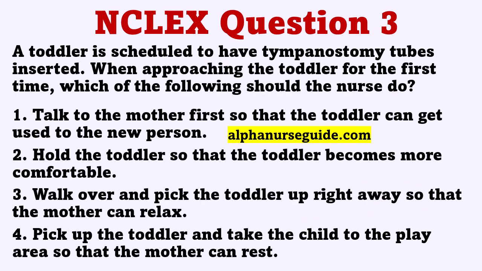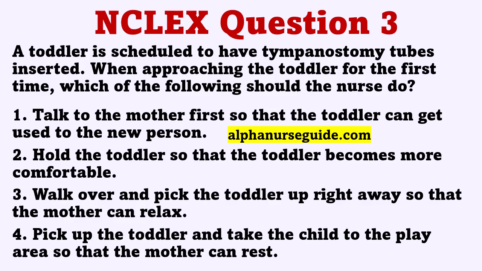A toddler is scheduled to have tympanostomy tubes inserted. When approaching the toddler for the first time, which of the following should the nurse do? 1. Talk to the mother first so that the toddler can get used to the new person. 2. Hold the toddler so that the toddler becomes more comfortable. 3. Walk over and pick the toddler up right away so that the mother can relax. 4. Pick up the toddler and take the child to the play area so that the mother can rest.